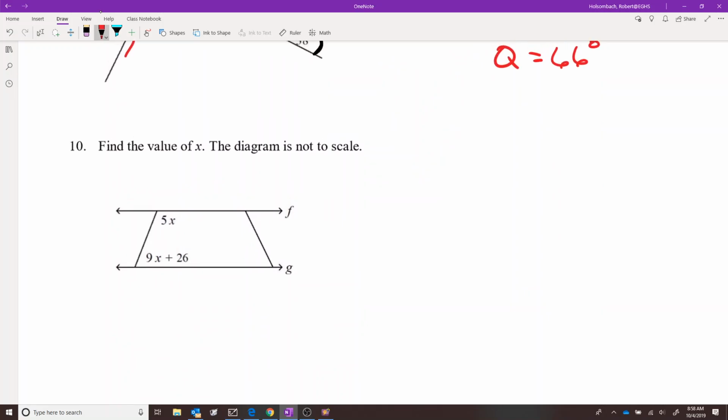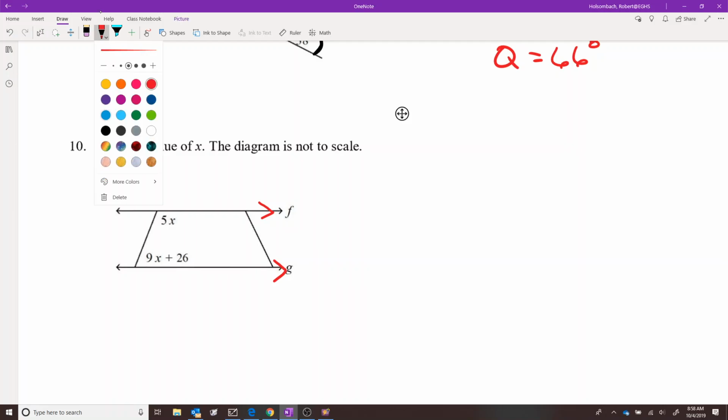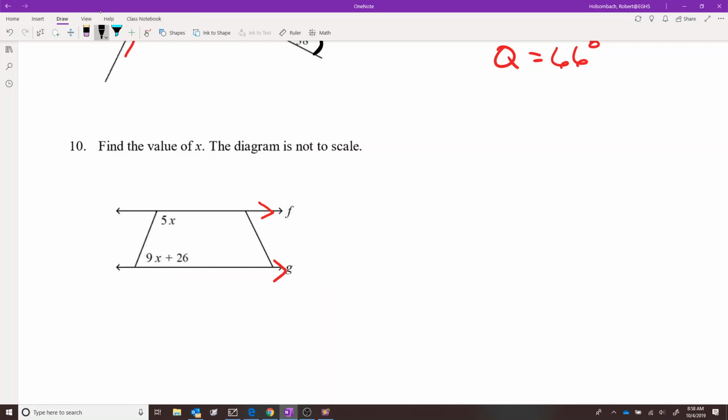All right, find the value of x. Diagram is not to scale. What they should have told you was that F is parallel to G. Okay. Now, if you can't see the relationship of these angles, try extending this line right here. If you do this, hopefully it will help you see that these are same side interior angles. All right. And same side interiors are supplementary.